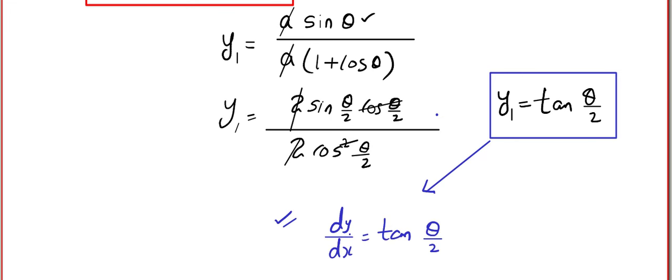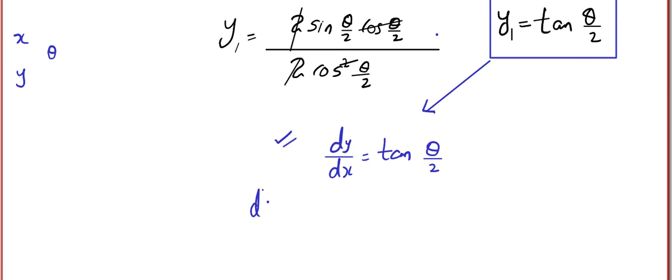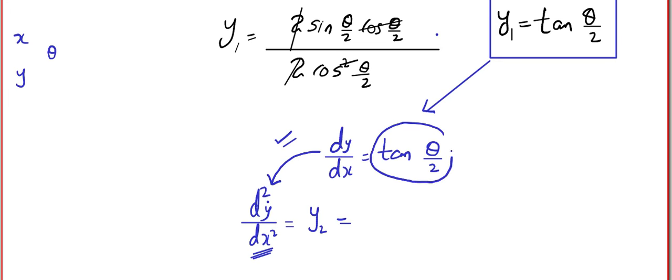Now remember, in parametric form, there are 3 variables, x, y and the parameter. Now this clearly tells us the derivative is in terms of theta, not in terms of x and y. So when we find d square y by dx square, or the second order derivative, or y2, you have to notice that we are differentiating with respect to x. That means you are differentiating tan theta by 2 with respect to x.